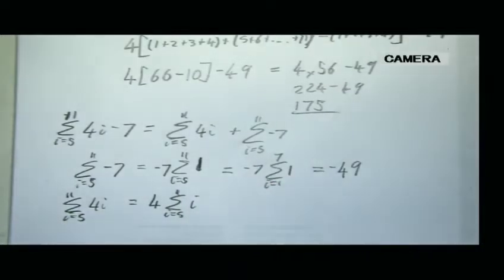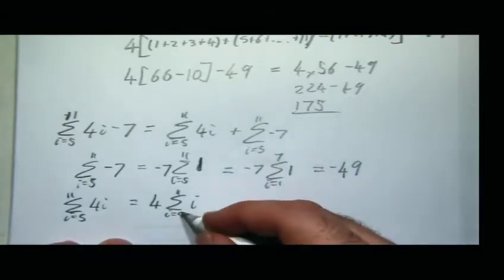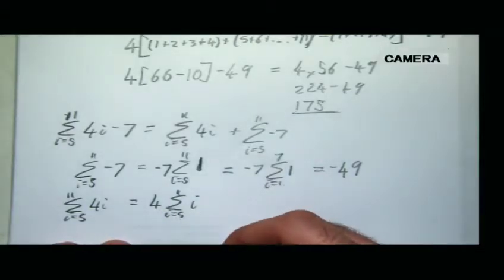Now, one of the reasons why I want to do this is that if I get it as just an i, I've actually got a formula for it. I'm going to talk about that formula in just a second, but I've got a formula for that. So that's going to help me. But my formula is going to start at 1.